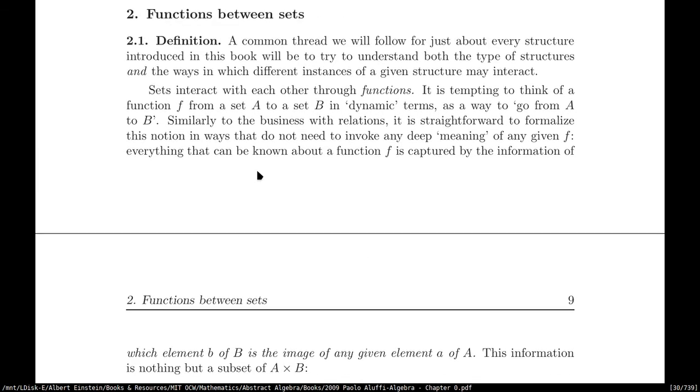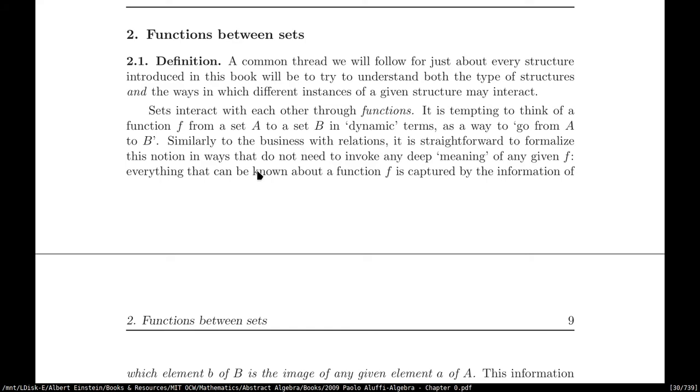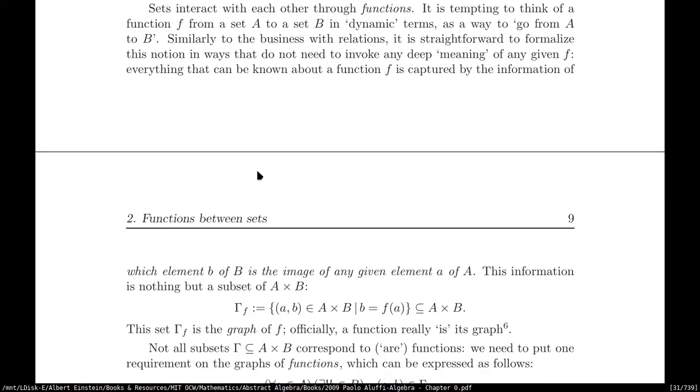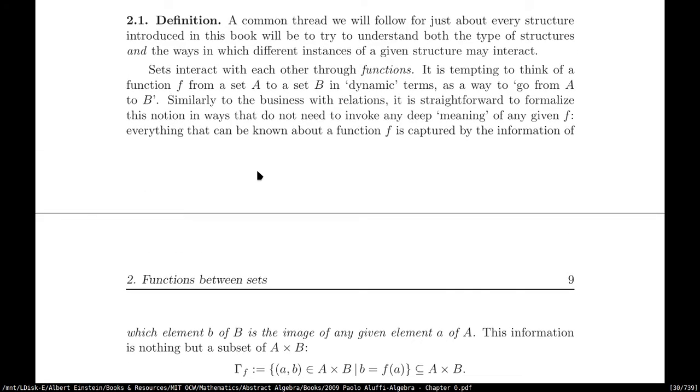Okay, so what is a function? Well, they don't actually define it here, but a function is such that you have a relation between two sets, such that for any given element of a set, you have precisely a unique element, which is its image.